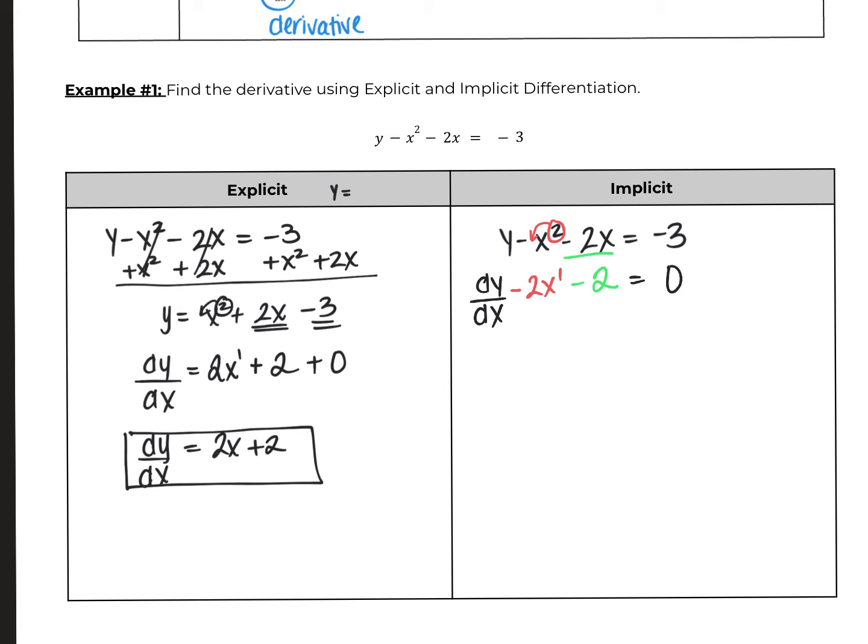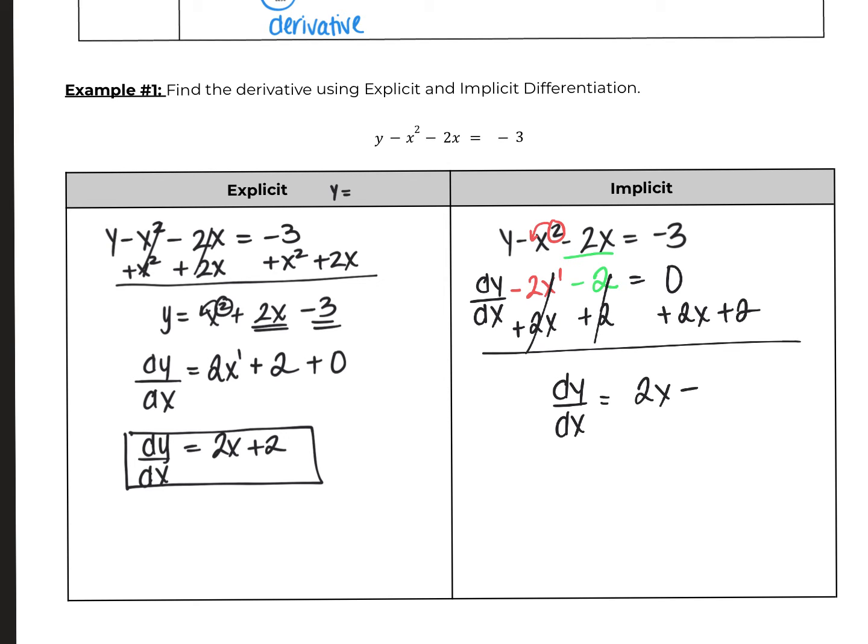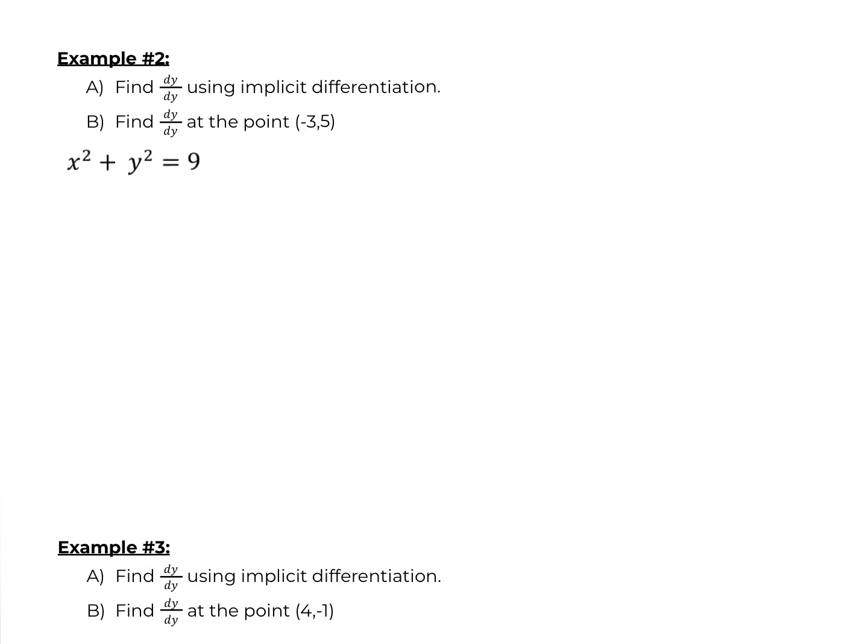So now all we have to do is get dy over dx by itself on one side of the equal sign. So I can add 2x on both sides and add 2. So dy over dx, my derivative, is equal to 2x plus 2. So same thing either way. All right, let's do an example where solving for y might not be so easy. So here, to get y by itself, you would have to subtract the x squared and then take the square root. You'd have the plus or minus. So it's probably a lot easier if we use this concept called implicit differentiation.